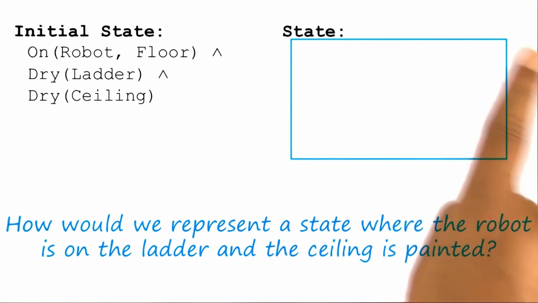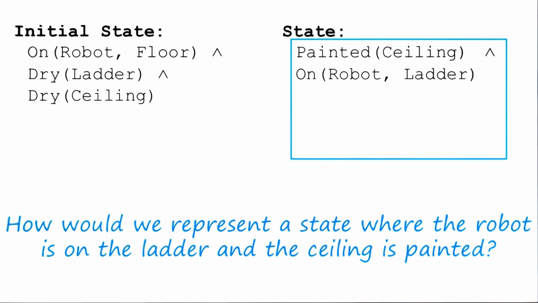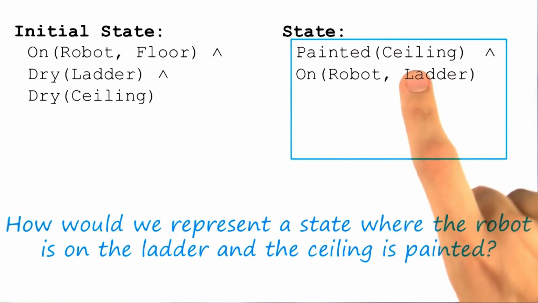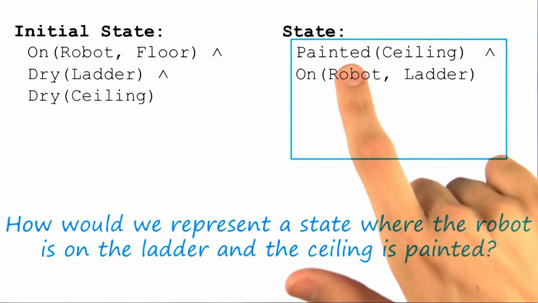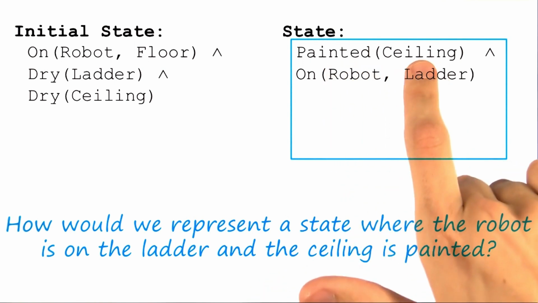So please write down in this box the state of the world that would occur after the robot is on the ladder and the ceiling has been painted. How did you specify the state, David? So earlier when we were talking about our goal state, we had specified that we wanted our ceiling to be painted, and we wrote that as painted ceiling. So if in this state the ceiling is painted, I'll write that as painted ceiling.